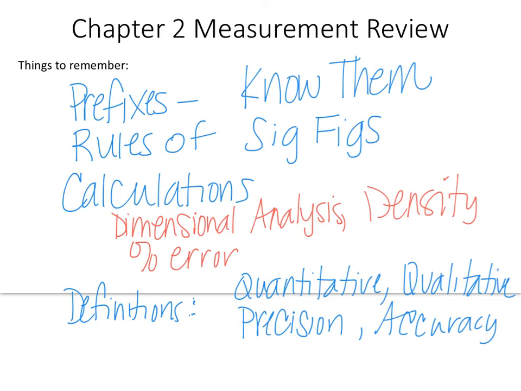And then, of course, your definitions: quantitative, qualitative, precision, and accuracy. Please spend at least a few minutes looking at those definitions, because they're simple definitions, but what happens is students don't study them, and then they get to the test and they get them backwards in their head, and then they miss problems over something that was really actually pretty easy if they just would have spent a few extra minutes.